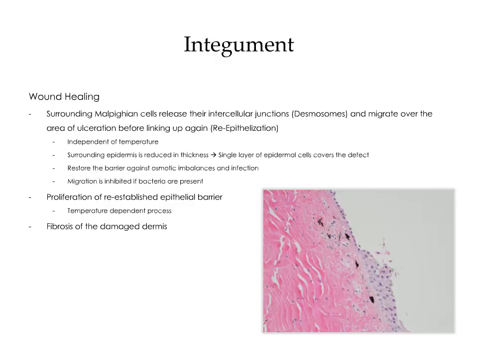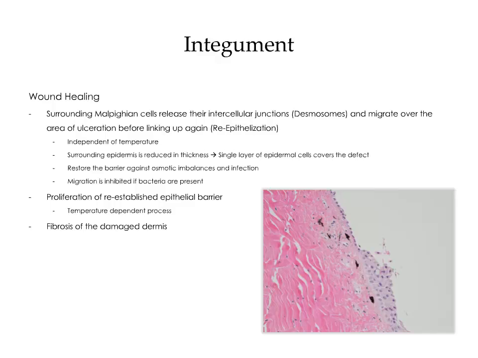The process is independent of temperature, and the surrounding epidermis is reduced in thickness as a consequence. In some cases, you may have a single layer of epidermal cells covering the defect. The whole point of this process is to restore the barrier against osmotic imbalances and infection. Migration is inhibited if bacteria are present.